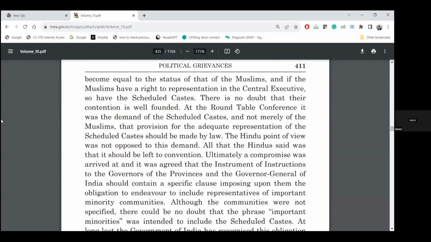There is no doubt that their contention is well founded. At the Round Table Conference, it was the demand of the scheduled castes and not merely of the Muslims that provision for the adequate representation of the scheduled castes should be made by law. The Hindu point of view was not opposed to this demand. All that the Hindus said was that it should be left to convention. Ultimately, a compromise was arrived at, and it was agreed that the instrument of instructions to the governors of the provinces and the Governor General of India should contain a specific clause imposing upon them the obligation to endeavor to include representatives of important minority communities. Although the communities were not specified, there could be no doubt that the phrase important minorities was intended to include the scheduled castes.